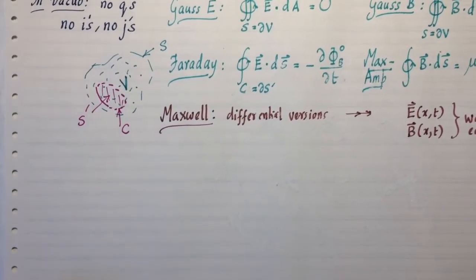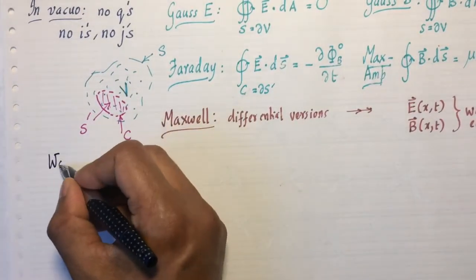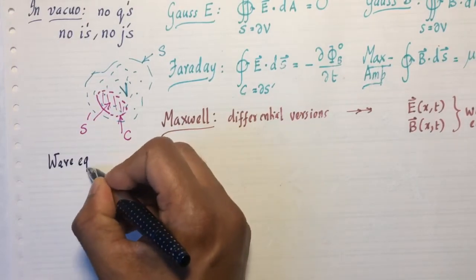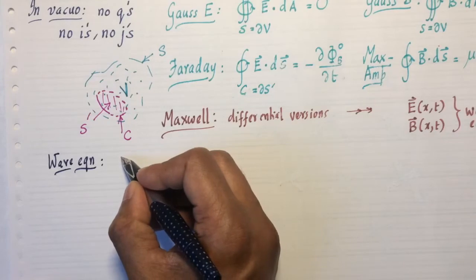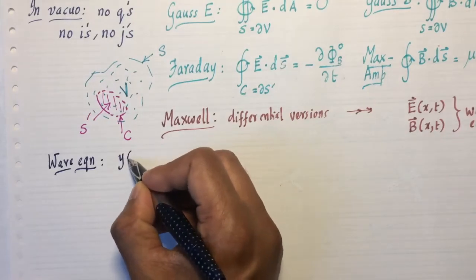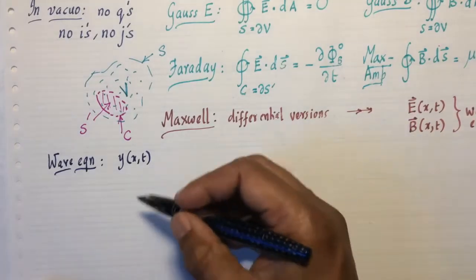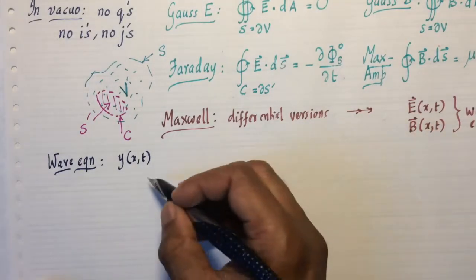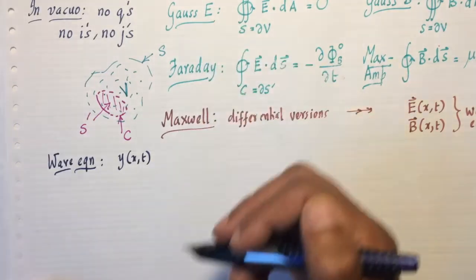Wave equation is a very important equation in mathematical physics. It is any equation that can be written in the following form. Suppose I have y as a function of x and t. This could describe the motion of a wave, like an ocean wave. Okay, so the y here refers to the height of the wave.